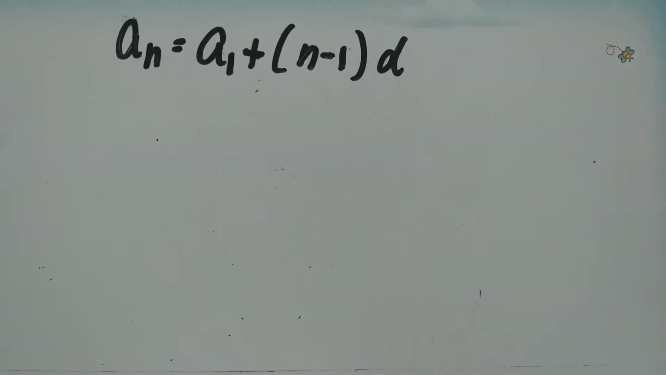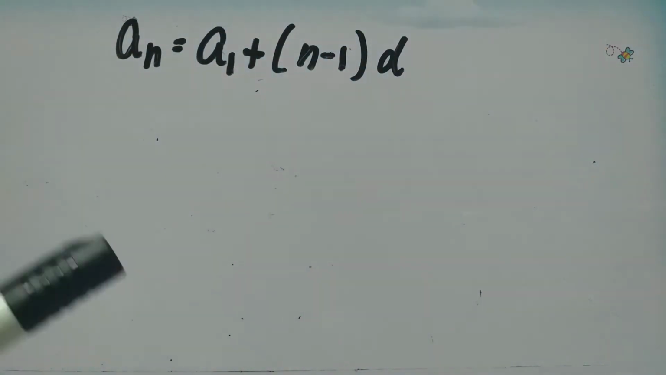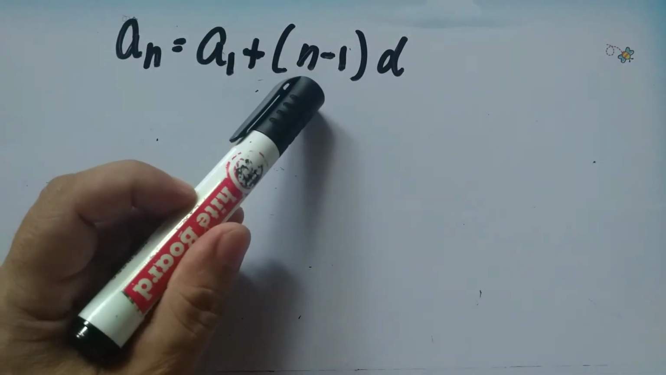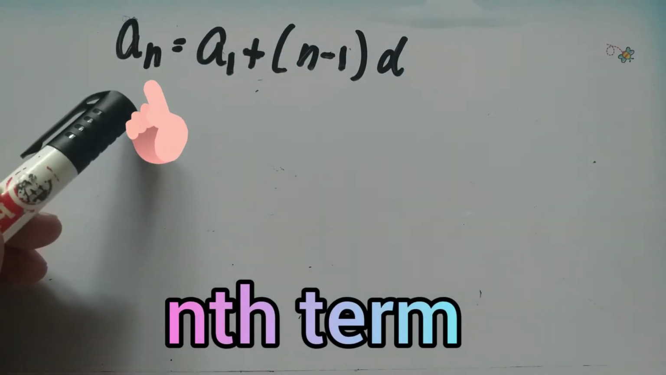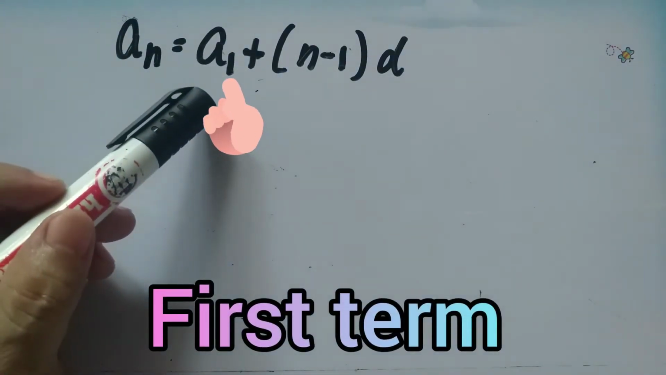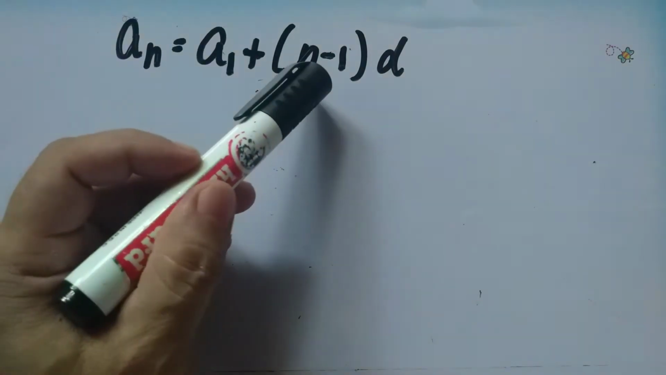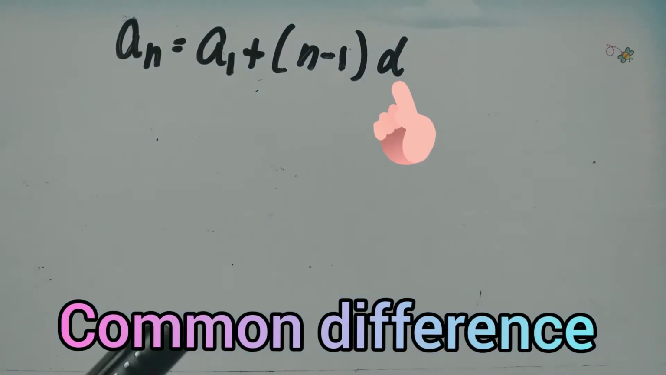Let's talk about how to find the nth term of the given arithmetic sequence. To find the nth term of the arithmetic sequence, we have to use this formula: a sub n is equal to a sub 1 plus the quantity n minus 1 times d, where a sub n is our nth term, a sub 1 is our first term, n is the number of terms, minus 1 here is constant, then d is our common difference.